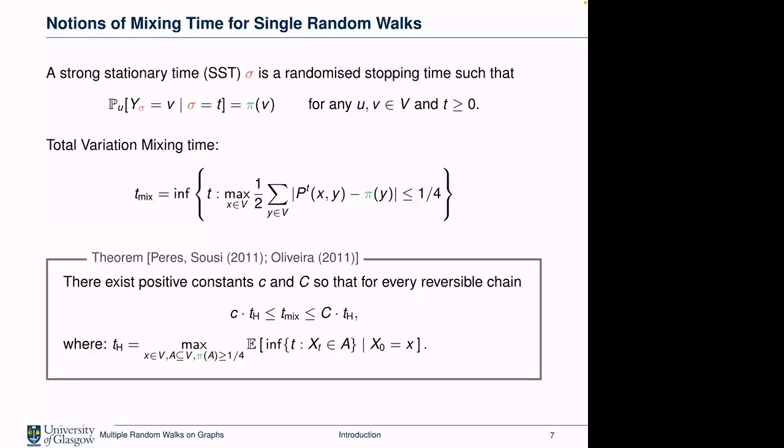Okay, so that connects the bottom two quantities, but actually there's an old result by Aldous and Diaconis that says that there always exists a strong stationary time whose expectation is up to constants bounded by the L1 mixing time in the middle. So actually kind of all three of these things are intimately connected. And there are many other notions of mixing for single walks, but these are ones which we shall focus on.